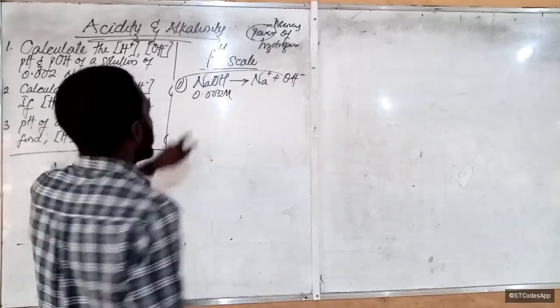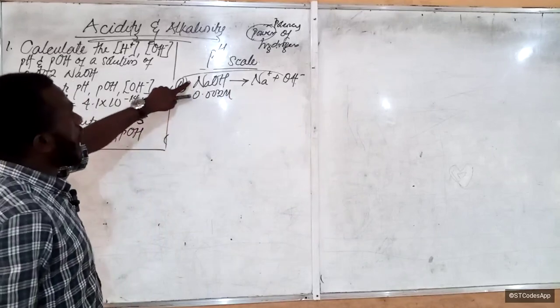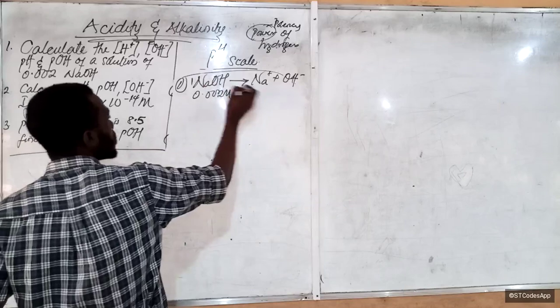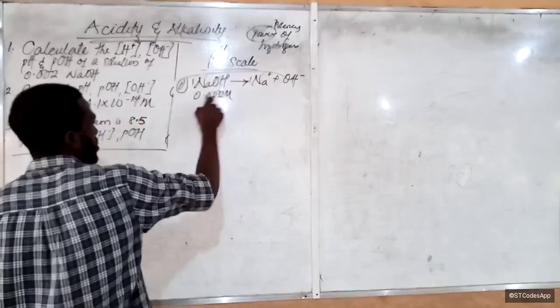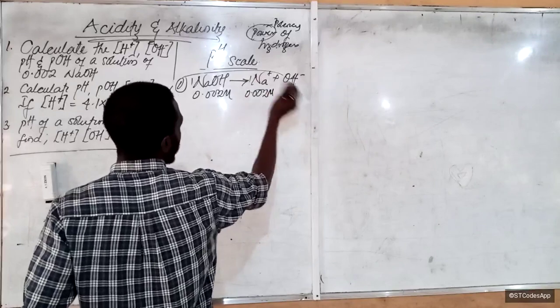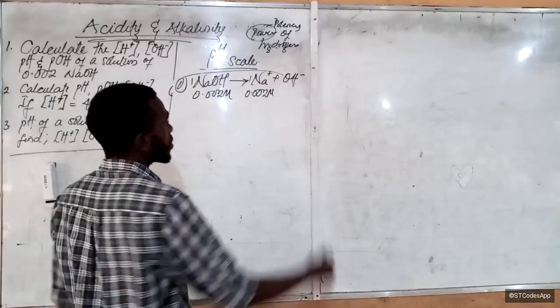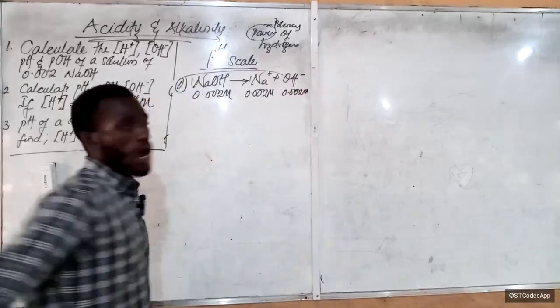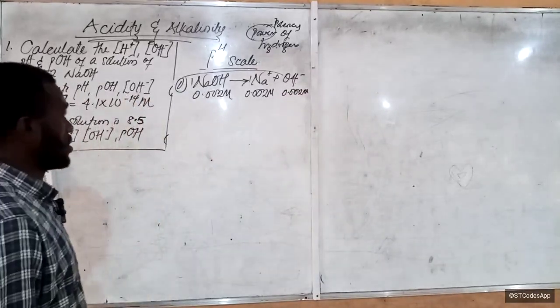All right. Now, what you now observe is how many ratio of this give rise to this. This is in the ratio 1, ratio 1, ratio 1. So because of that, this is also going to contain 0.02 molar of sodium ion and 0.02 molar of hydroxide ion. All right.